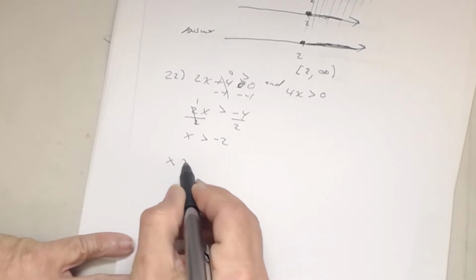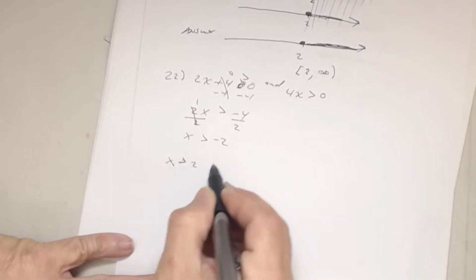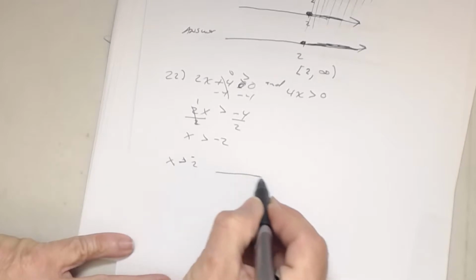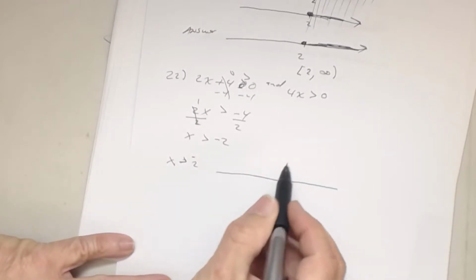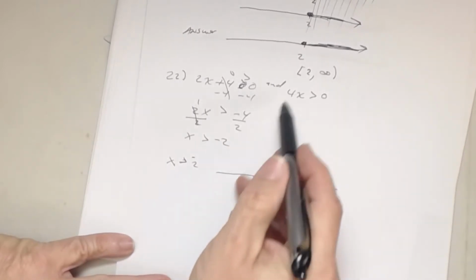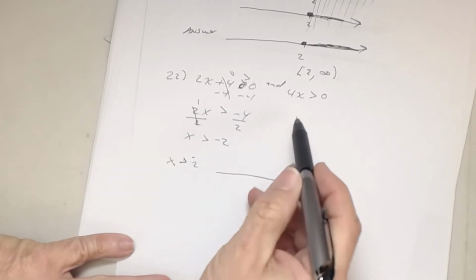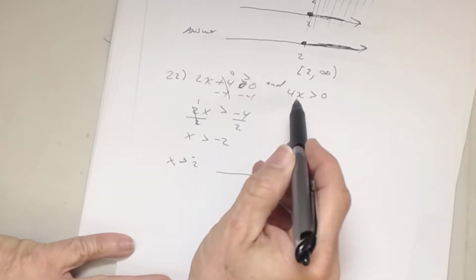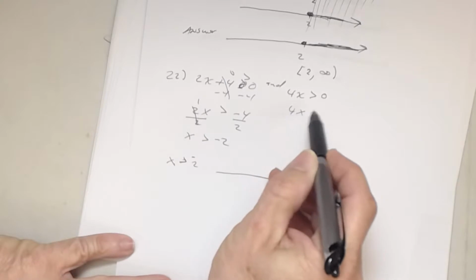All right, so when I graph the solutions to that one, remember, I'm only graphing the solution to that first inequality. So let's do the next one before I start graphing both. How do you get x by itself over here? Divide by 4.